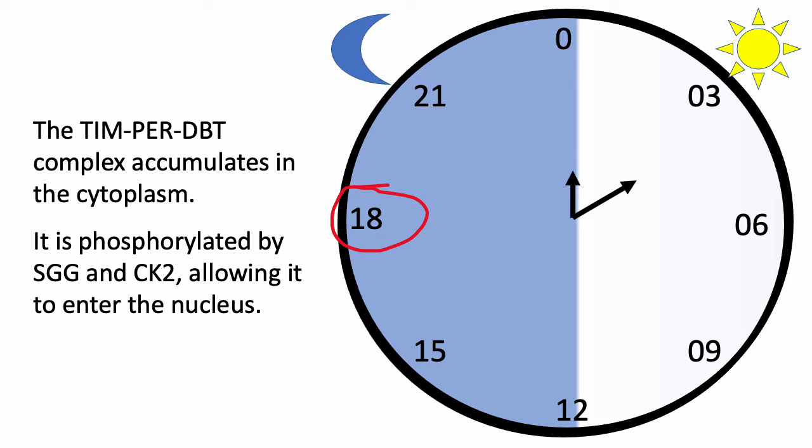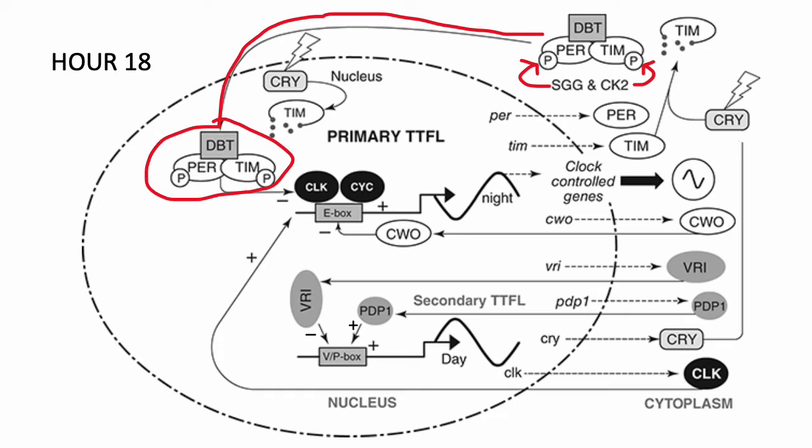About halfway through our subjective night, we see the TIM-PER-double-time complex accumulating in high quantities in the cytoplasm. And this is when we see phosphorylation by Shaggy and casein kinase 2, which allows the complex to enter into the nucleus, as you can see here in this illustration. The complex is phosphorylated, allowing it to enter into the nucleus.